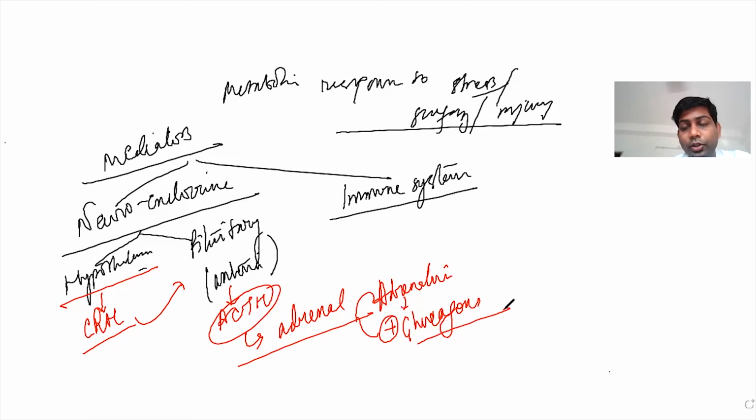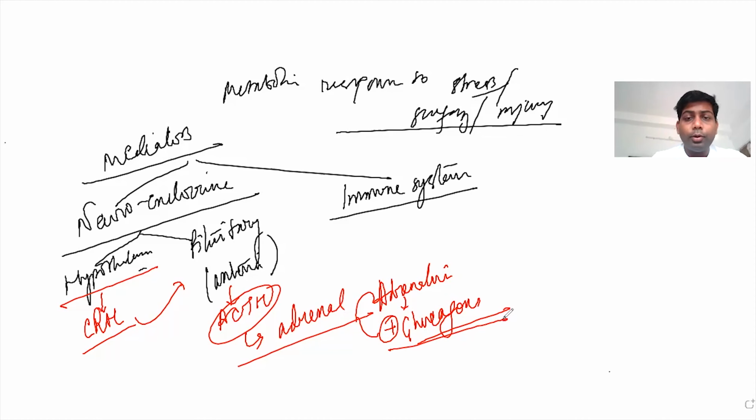So what are the things which are increasing in response to stress? What are the neuroendocrine responses to stress? First of all, there is release of corticotropin-releasing hormone, release of ACTH, release of adrenaline, and the release of glucagon. Fine. Now, what happens to the immune system?